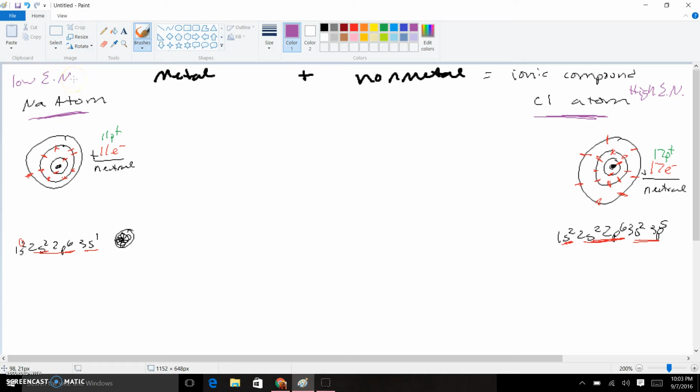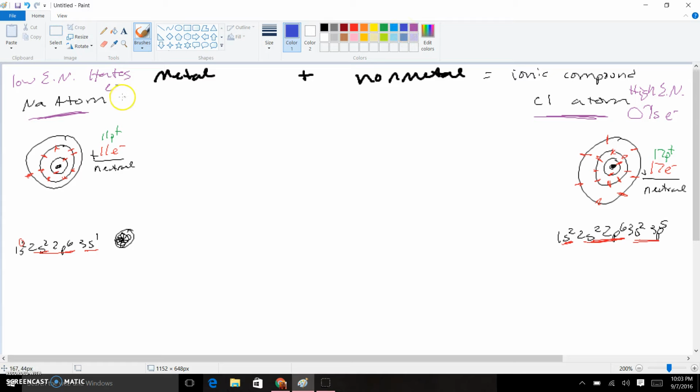Electronegativity is technically defined as the amount of attraction, or the ability of an atom to attract electrons to itself, or as I like to call it, how much you love electrons. Chlorine really loves electrons. And sodium, he doesn't like electrons. I'm going to say he hates electrons. This correlates to the idea of ionization energy.